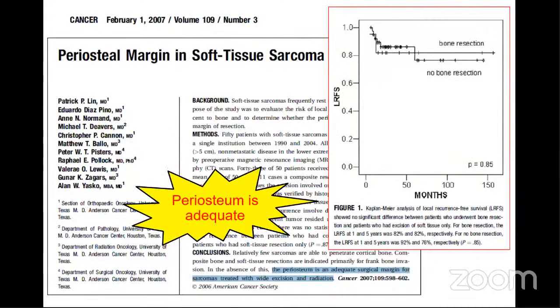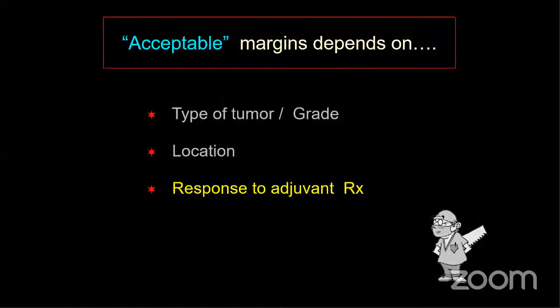This paper shows what I've just been saying, that in tumors where the periosteum is an adequate margin, and that alone is adequate, you don't need to resect the bone, the local control rate would be more or less similar, and resecting a bone could mean a large amount of more functional mobility. What was the response to adjuvant treatment can also determine your margins.